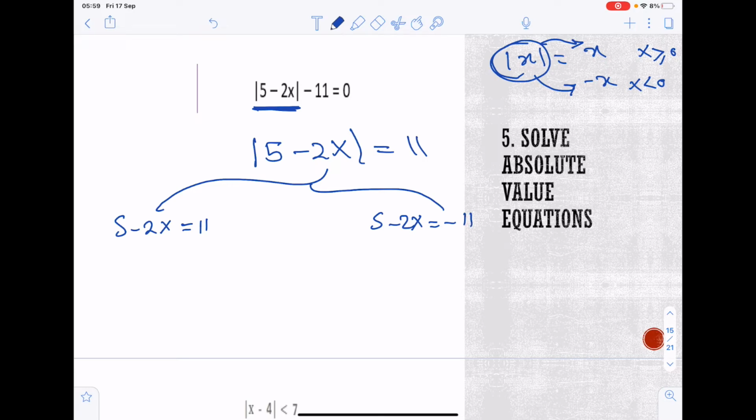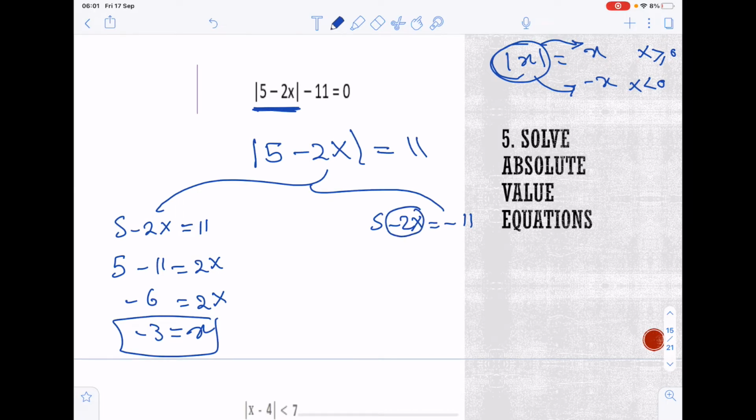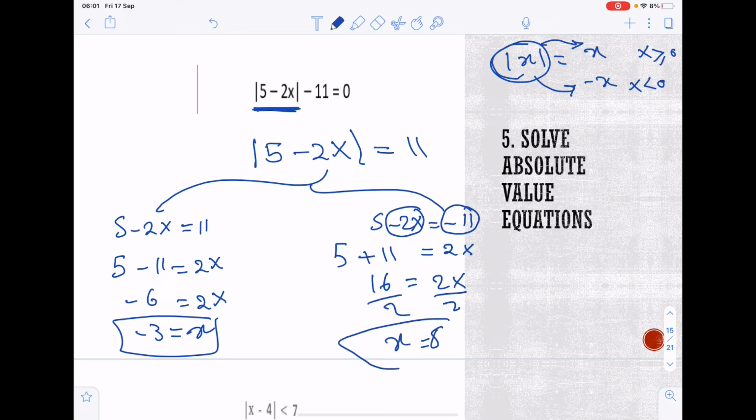So in this case, I will have 5 minus 11 equals 2x, which means 2x equals negative 6. Then I divide by 2 on both sides. I get x equals negative 3. And in this one, I will move this to the other side. It would be positive 2x, and here 5, and this would be positive 11. So 11 plus 5 is 16 equals 2x. Then divide by 2. So x equals 8.